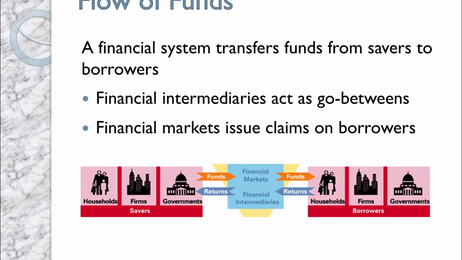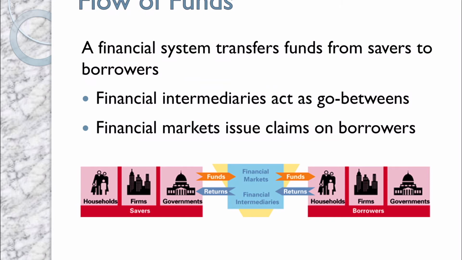So, continuing on with the flow of funds. How are these funds transferred? So, once again, a financial system is what transfers funds from savers to borrowers. Within this financial system, you have what are called financial intermediaries, which act as go-betweens. The definition of a financial intermediary is an institution or an individual that acts as the middleman between two parties. So basically, they're more like a broker. They don't actually own the assets. So you've got banks, mutual funds. These are the financial intermediaries that act as go-betweens between the savers and the borrowers.